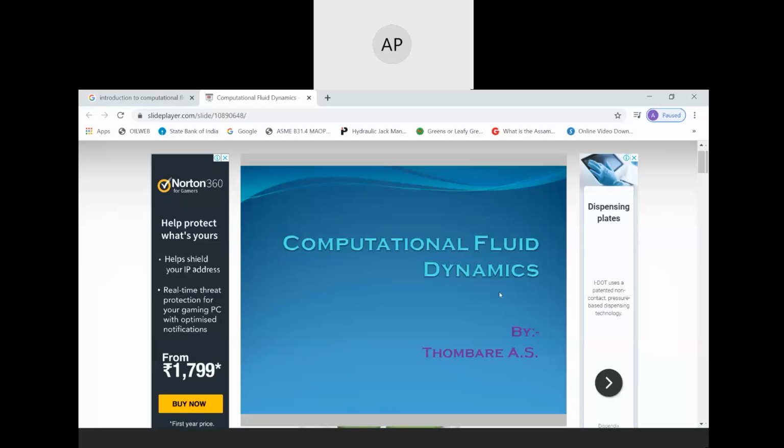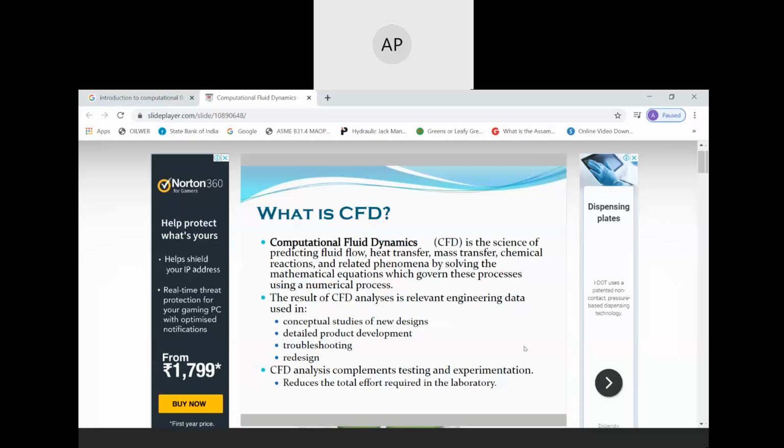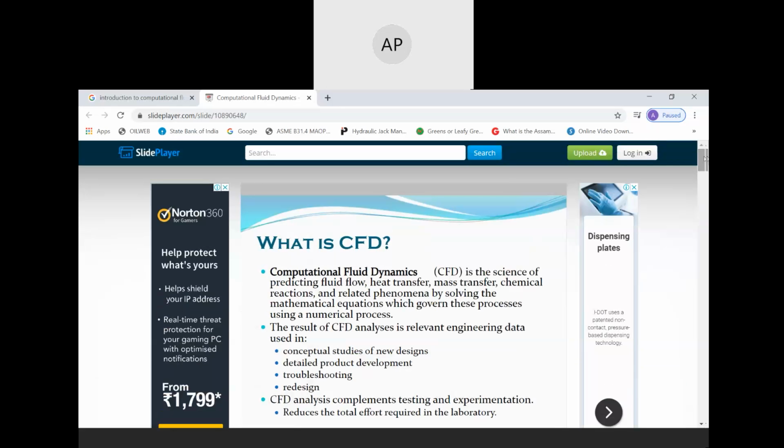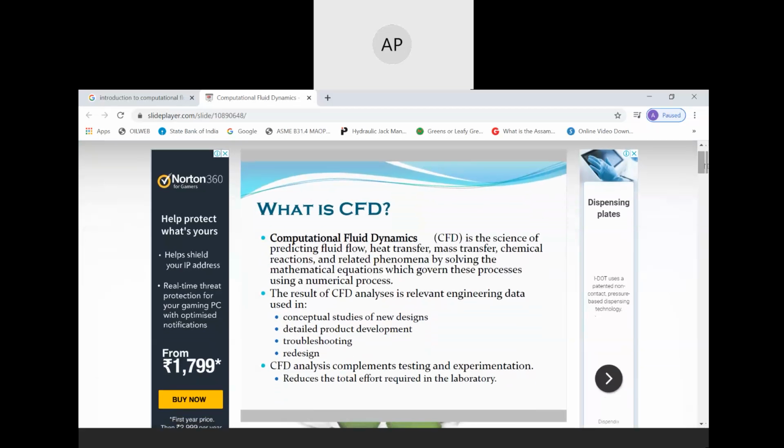So your last chapter is computational fluid dynamics. I am referring to some other PPT for you. So what is CFD? In short, the full form is computational fluid dynamics, and in short, it is called CFD.